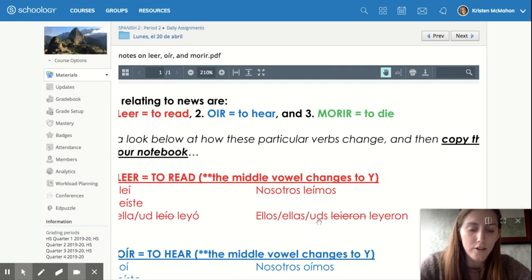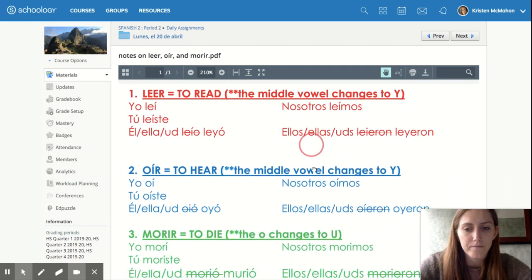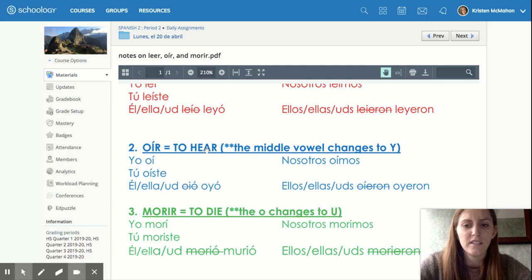That's why it's leyeron. Now the verb oír means to hear. The middle vowel changes to a Y as well in the third person. So it's yo oí, tú oíste, él oyó, nosotros oímos, and then ellos oyeron. If I was to conjugate it regularly, there's a ding, ding, ding moment because there are 3 vowels. Anytime in Spanish there are 3 vowels, all you do is change that I to a Y. So it's oyó, oyeron, only in the third person.